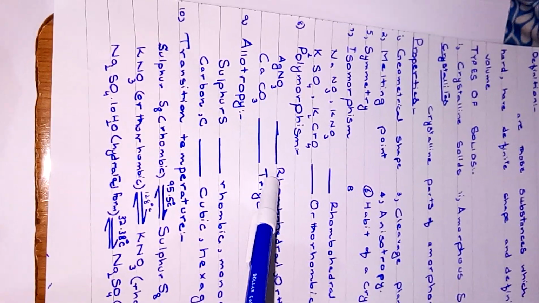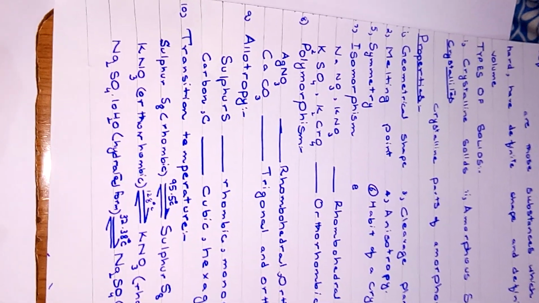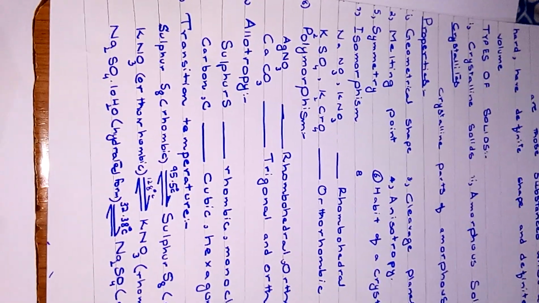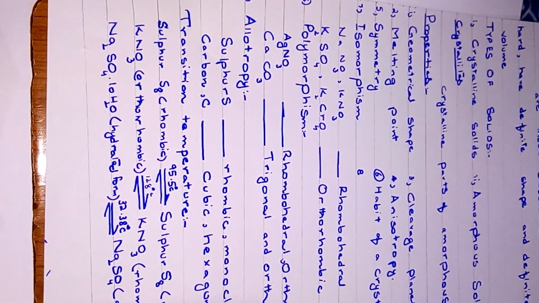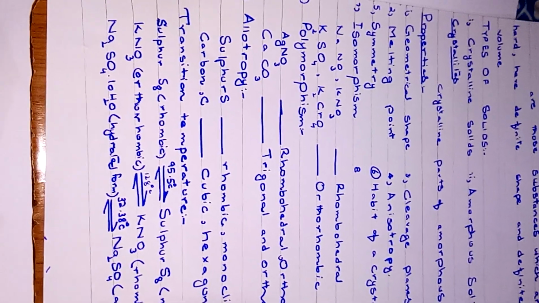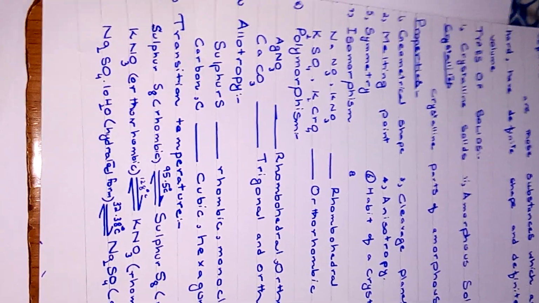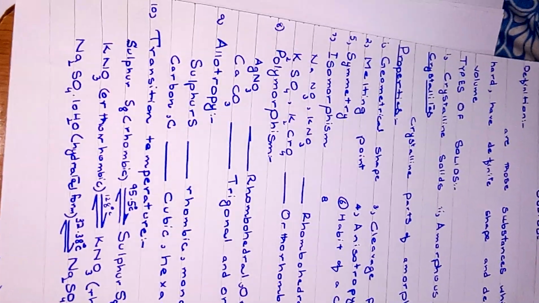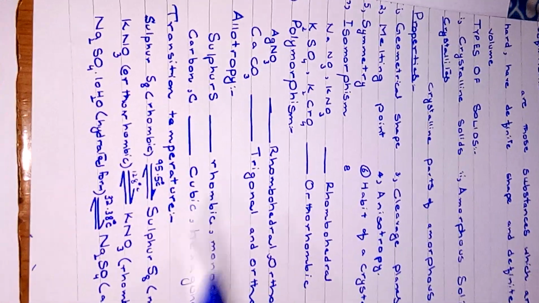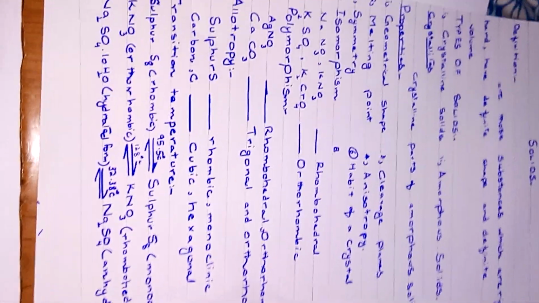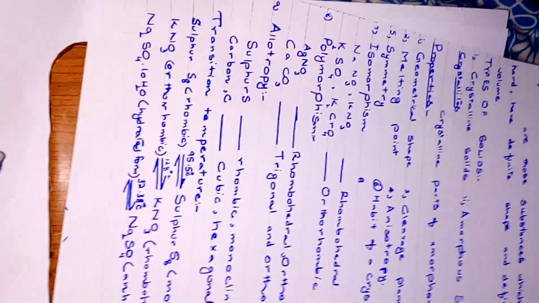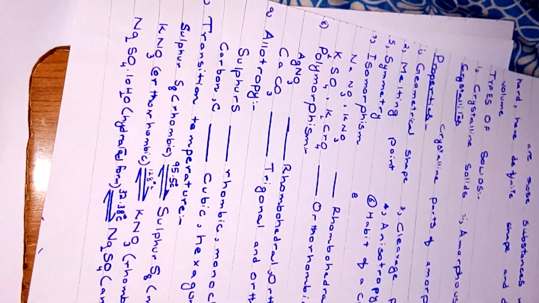Number 8, polymorphism. Polymorphism is the phenomenon in which a compound exists in more than one crystalline form. That compound which exists in more than one crystalline form is called polymorphic, and these forms are called polymorphs of each other. Examples of such compounds are silver nitrate, which exists in both rhombohedral and orthorhombic forms, and calcium carbonate, in trigonal and orthorhombic forms. This is called polymorphism. Next property is allotropy.